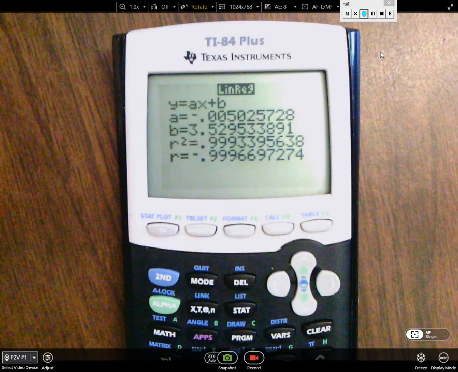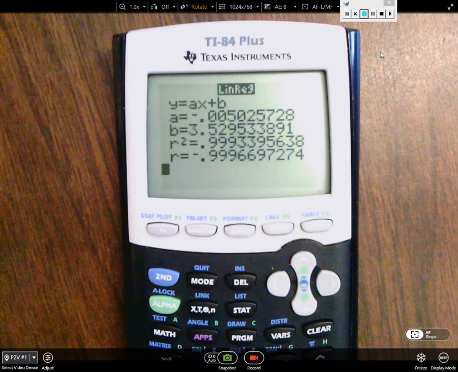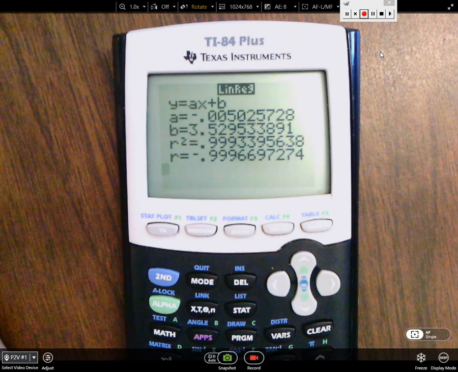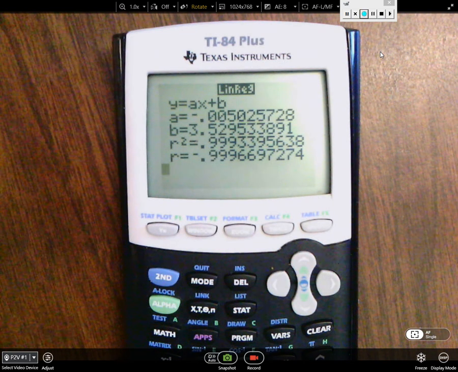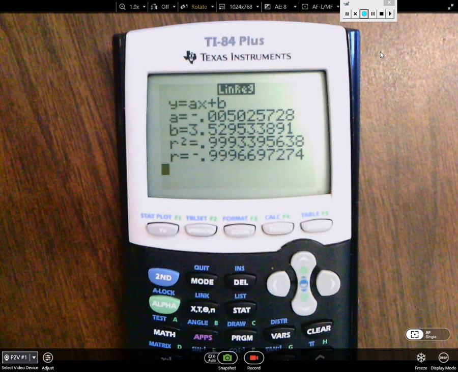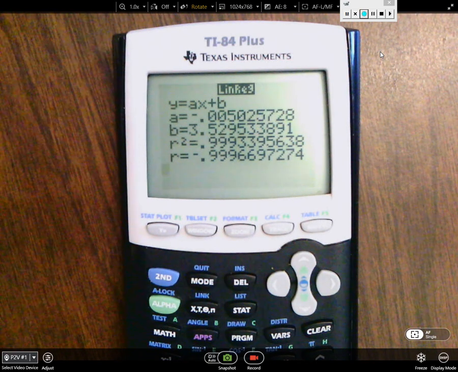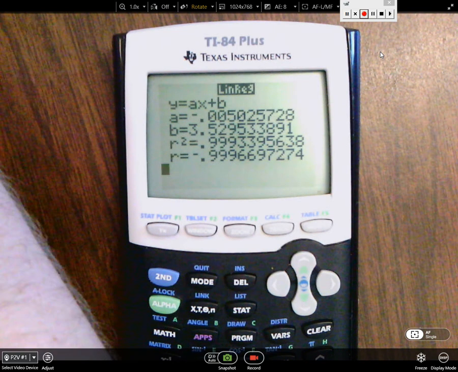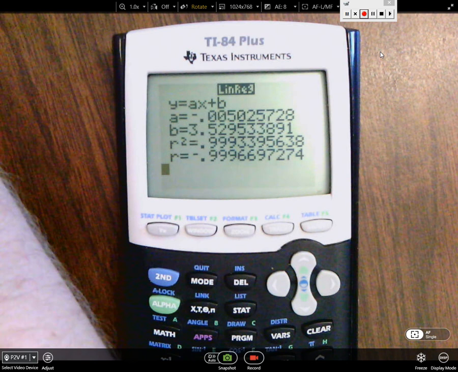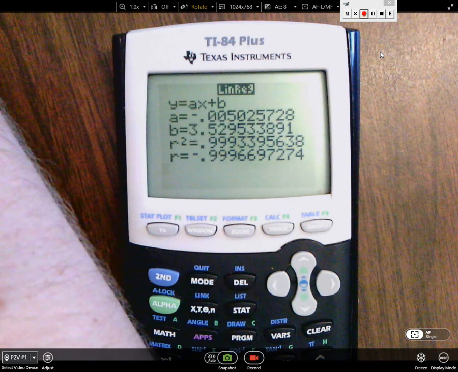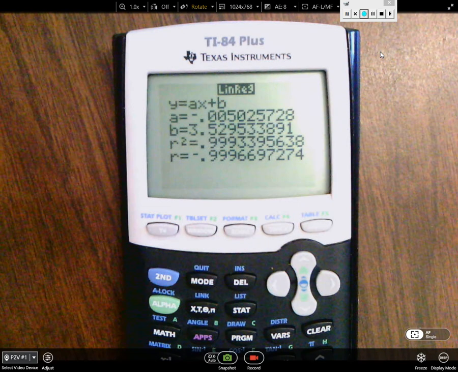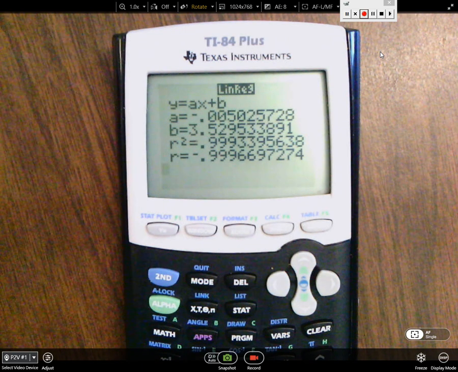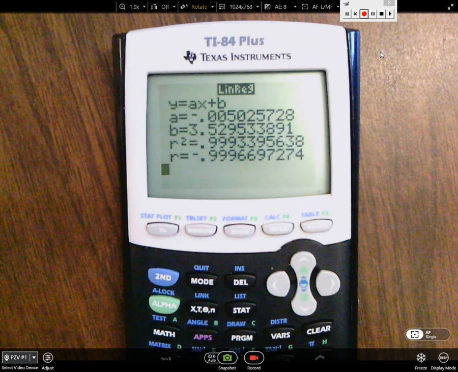You'll find that the square root of y and x are positively correlated to an extreme degree. It should be negative 0.005 x plus 3.5295. I'm going to blame my previous class for not catching that here. You guys are more savvy than they are, apparently.